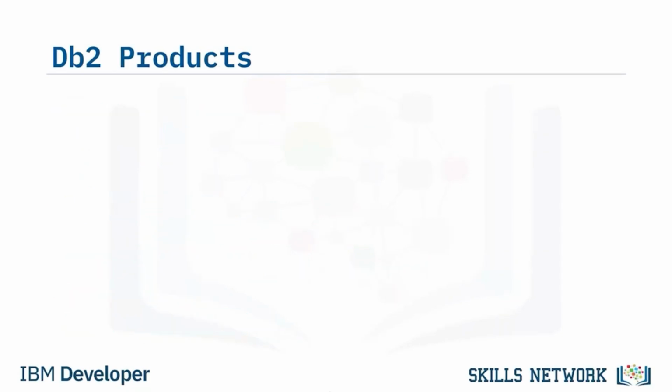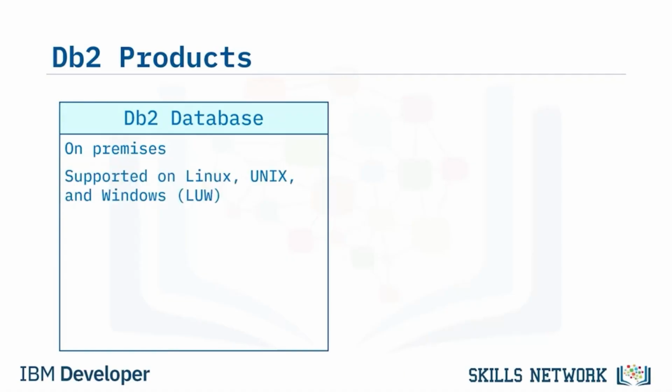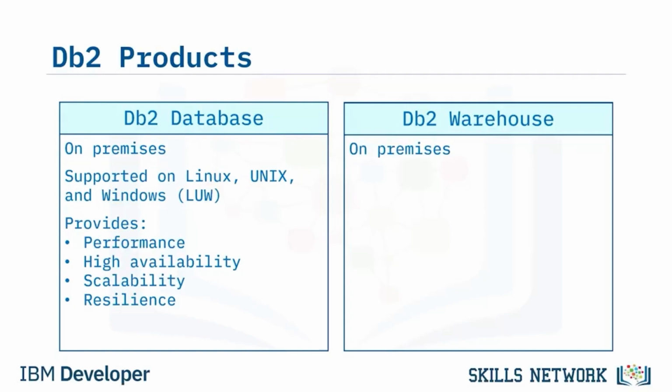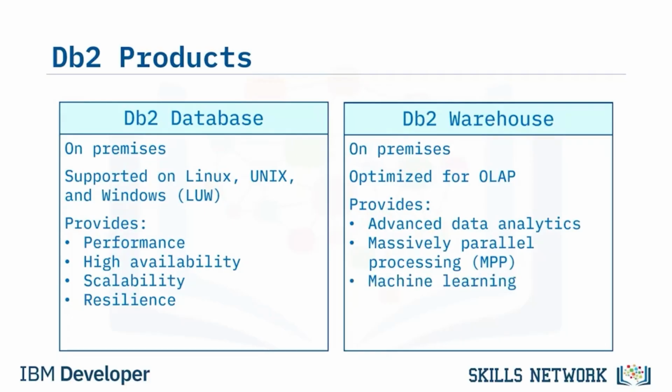The DB2 family provides you with a range of data management products to work with data on-premises or in the cloud. DB2 Database is a powerful enterprise-ready on-premises RDBMS optimized for OLTP. It is supported on Linux, Unix, and Windows, and provides performance, high availability, scalability, and resilience. DB2 Warehouse is an on-premises data warehouse that provides advanced data analytics, massively parallel processing, and machine learning.